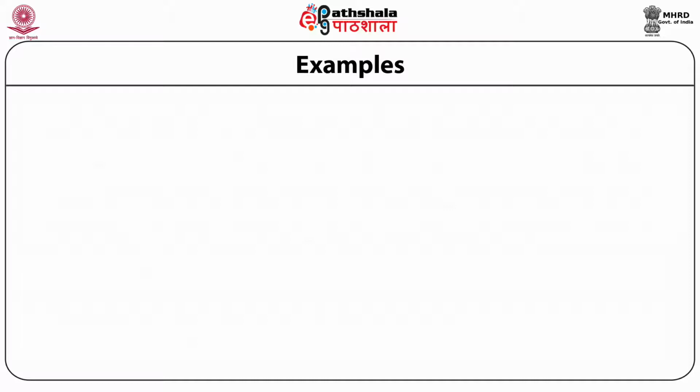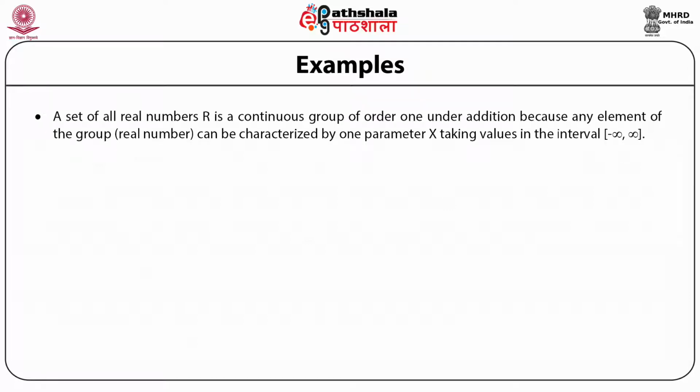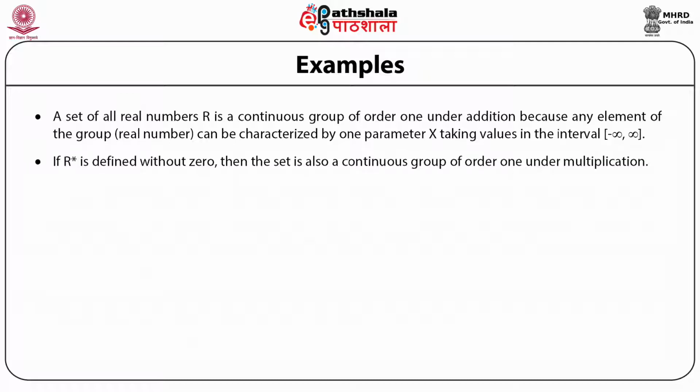Example number 1. The set of all real numbers R is a continuous group of order 1 under addition, because any element of the group, which is a real number, can be characterized by just one parameter x, which takes values from minus infinity to infinity. If from this set we define a set R star without the 0, then this set is also a continuous group of order 1 under multiplication. Notice that it is a one parameter group, therefore a group of order 1.